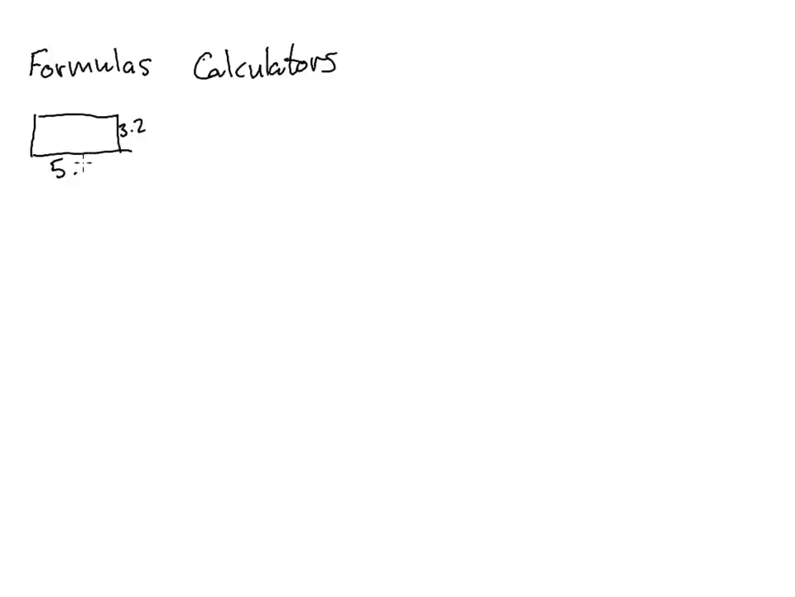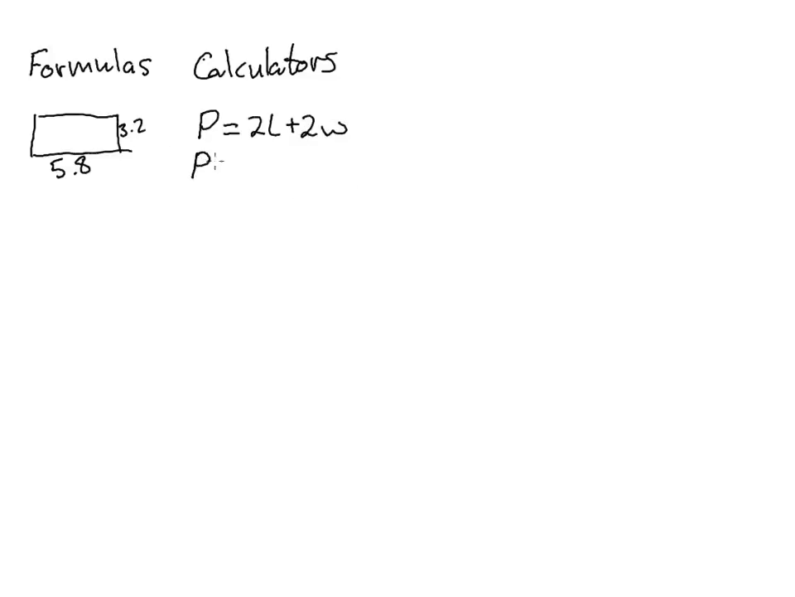Up until now, we've been able to use formulas and calculators to figure out so many types of problems. One of them was, let's take a rectangle right here. We could do stuff, I don't know, if that was 3.2 and that was 5.8. We had a formula for the perimeter: 2 length plus 2 width. And we could find this out.